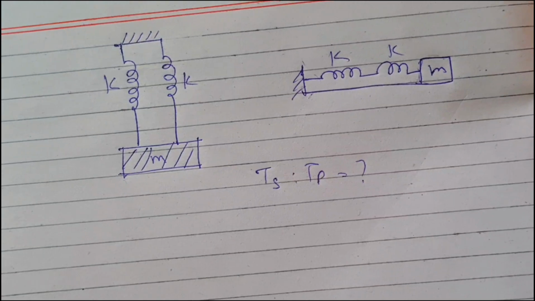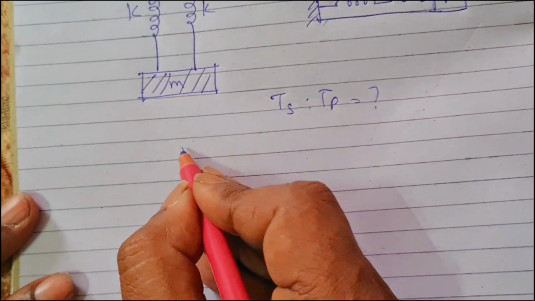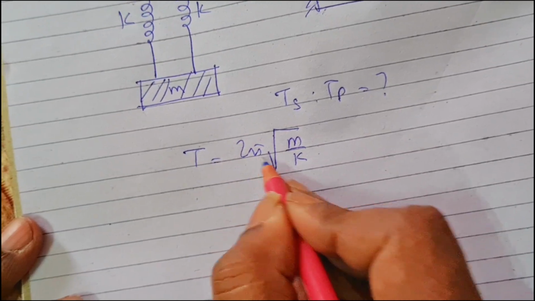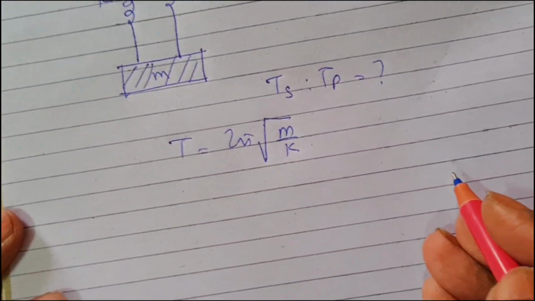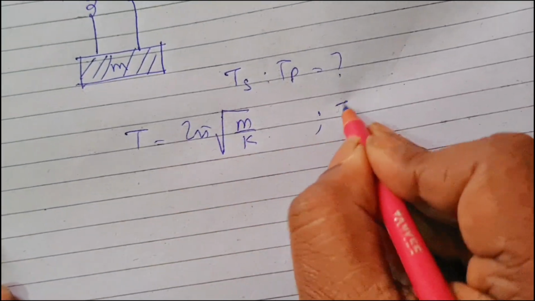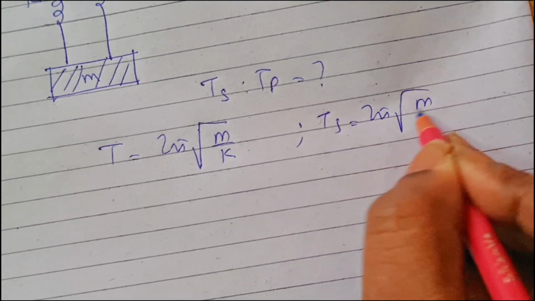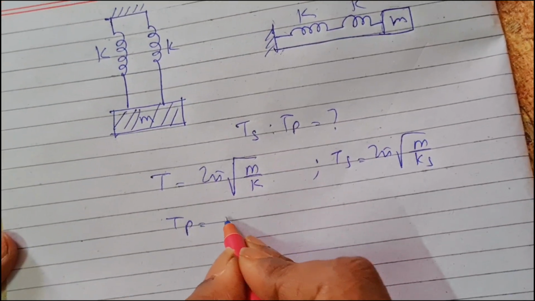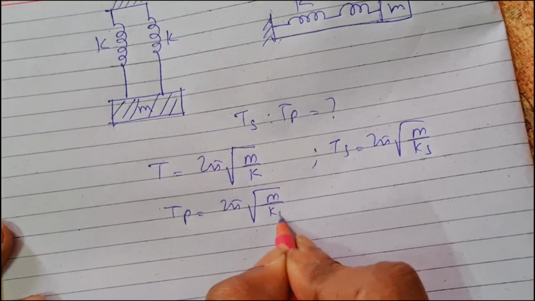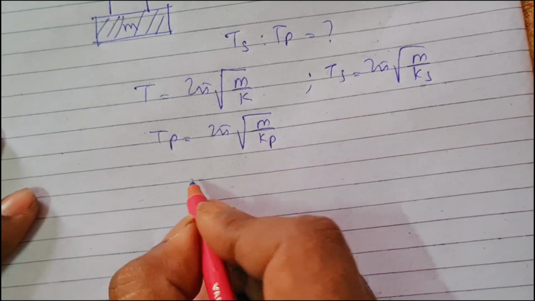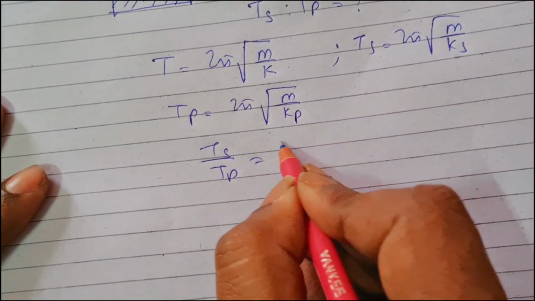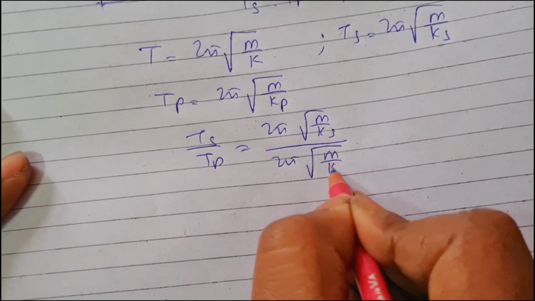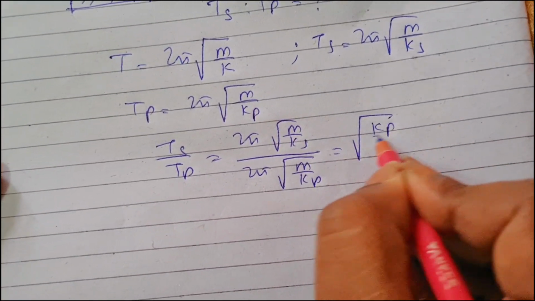What is the ratio? Now, in case of T series, what you have to do? T equals what you know: 2 pi root under m by k, where m is the mass of the block and k is the spring constant. Now, T series is 2 pi root over m by ks, and TP stands for time period for parallel, so 2 pi root under m by kp. So Ts by Tp equals 2 pi root under m by ks by 2 pi root over m by kp. So it is coming root over kp by ks.